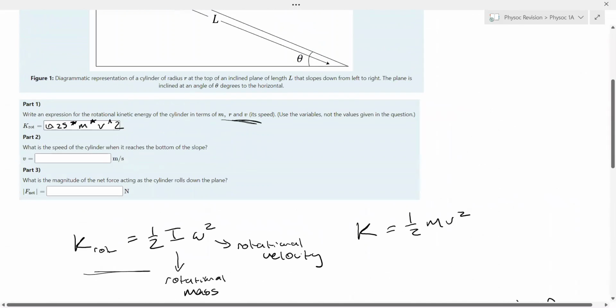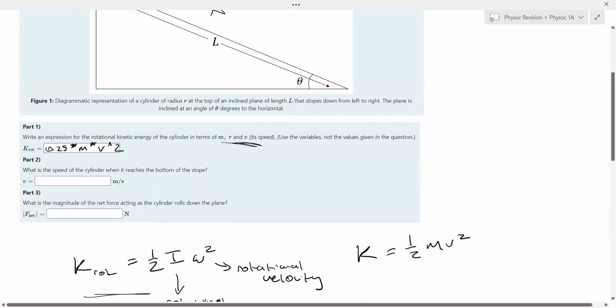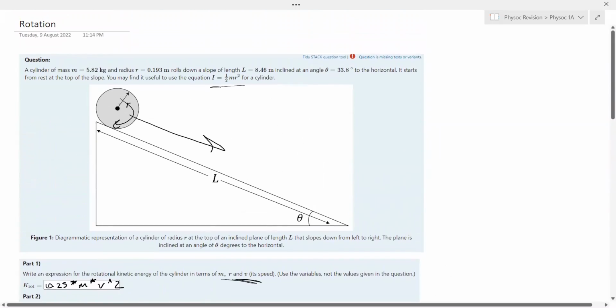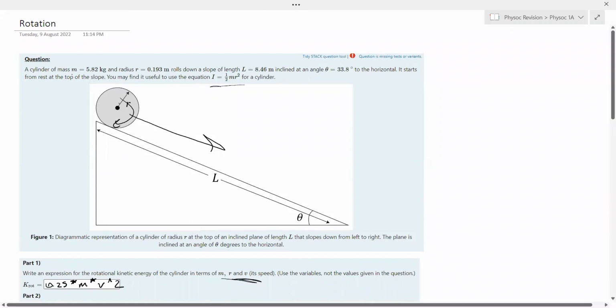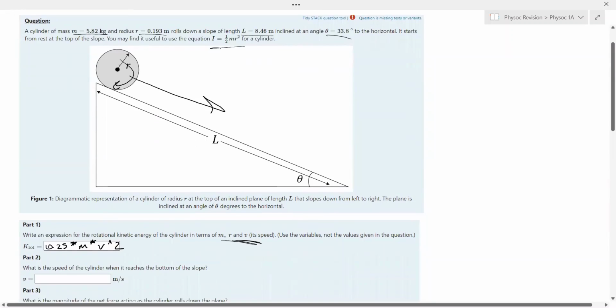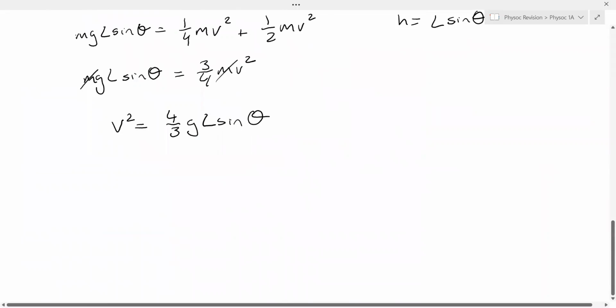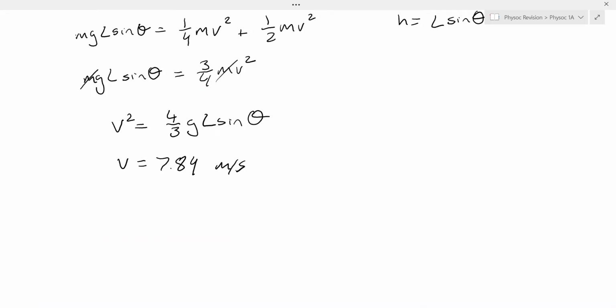And we can solve that for v. We want the final speed of the cylinder when it reaches the bottom. It's not going to come to rest because it's probably still going to keep going after it reaches the bottom. But basically just putting in all our values for mass, radius, length, and the angle, that gives me v is equal to 7.84 meters per second. So this is the velocity of the center of mass of the cylinder once it reaches the bottom.